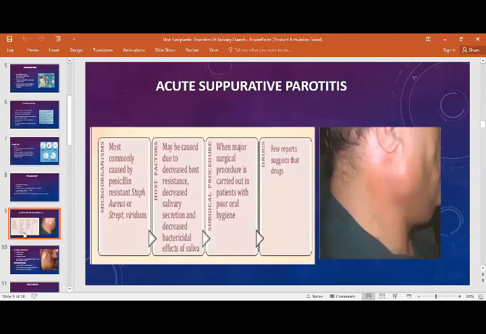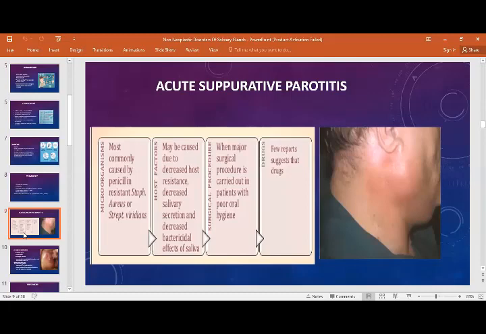So now the next condition would be acute suppurative parotitis. As the name shows, suppurative parotitis is the acute inflammation of the parotid gland, and it is also a bacterial infection. There are different causes of this disease. The most important thing is that the microorganism involved in this disease is Staph aureus.